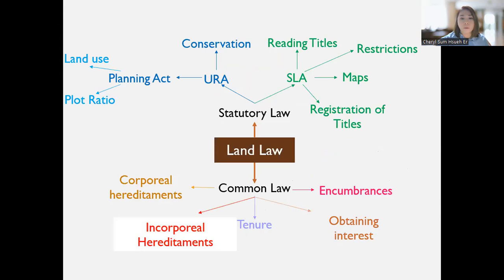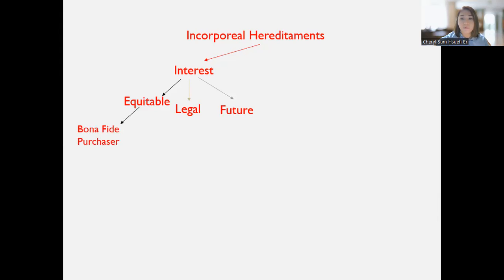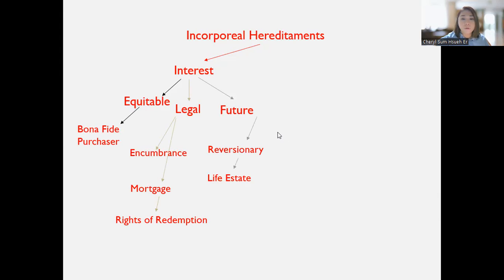Here comes the incorporeal ones, okay? Now, incorporeal hereditaments talk about interest and rights. Okay, now interest can be split up into 3 broad categories: equitable, legal, and future. Equitable interest, we have a keyword here: bona fide purchaser. Legal interest might come in the form of encumbrances, like mortgage, okay, which you see a keyword here: rights of redemption. Future interest has got reversionary interest, remainder, as well as succession, okay? So the keywords fall below like this.